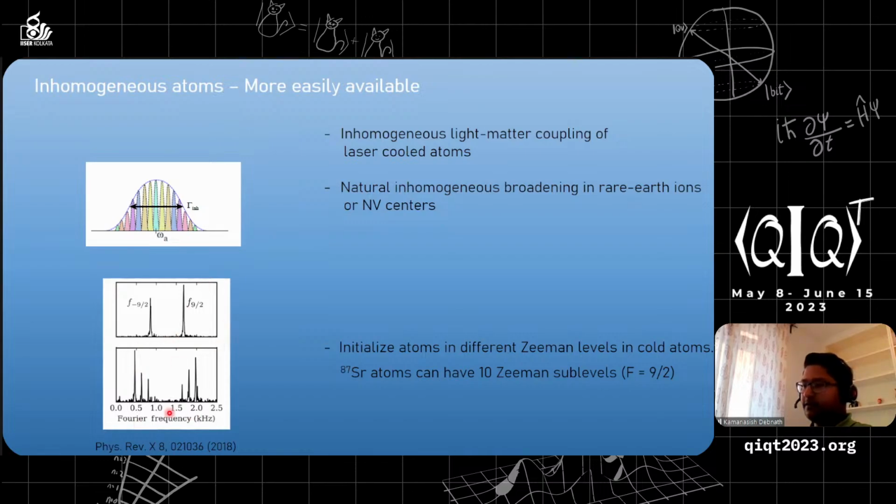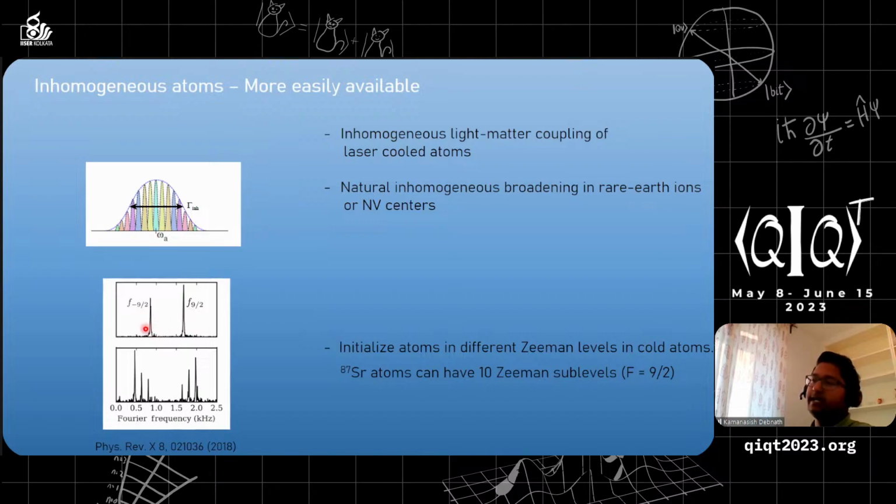For example, these are from an experimental paper where if you use strontium atoms, this F equal to 9/2 levels, and use a magnetic field, you can split it, and then you can initialize atoms in different levels. So here they have initialized in this 9/2 and minus 9/2, which basically means you can have, let's say, half of the atoms, 10 to the power 5, and half, 10 to the power 5, here.